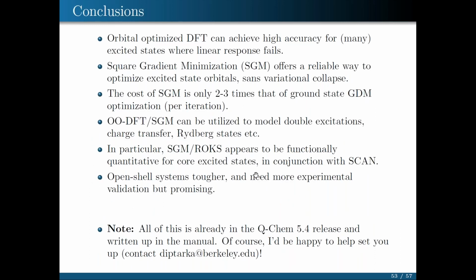And the conclusions, as written down in a more formal form, are just that ODFT is effective for many of these excited state problems where linear response fails, and square gradient minimization offers a reliable way to optimize these excited state orbitals by being an analog of ground state GDM through direct extremization of energy. And the cost of doing SGM for excited states is only 2 to 3 times as much as ground state GDM per iteration, although you'll need more iterations than a normal ground state calculation.